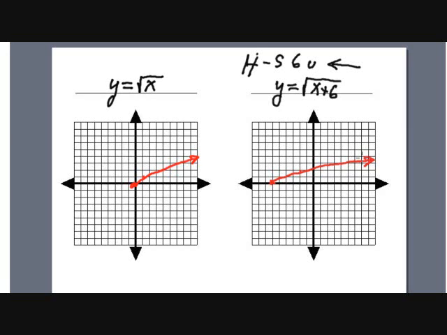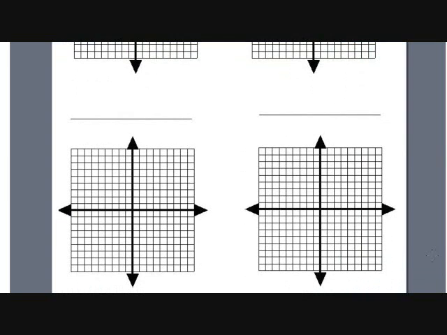Okay, the last transformation in this case is y equal square root of x plus 6, minus 5, which is obviously a vertical shift, 5 units down because it's negative.